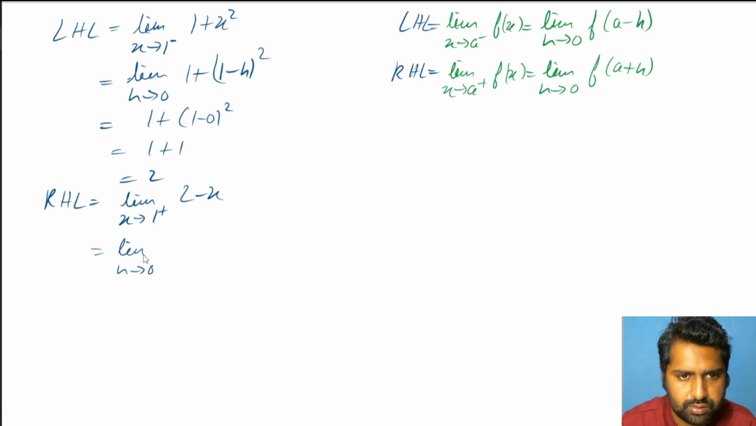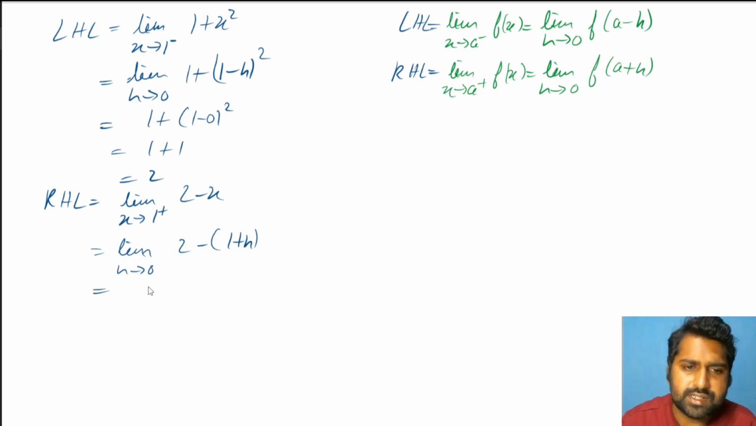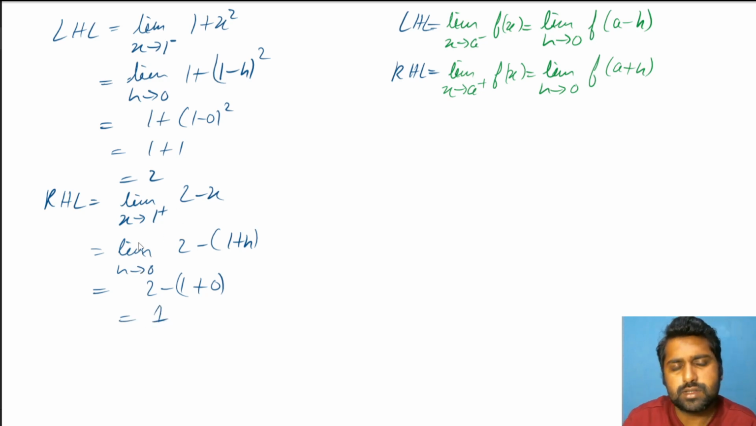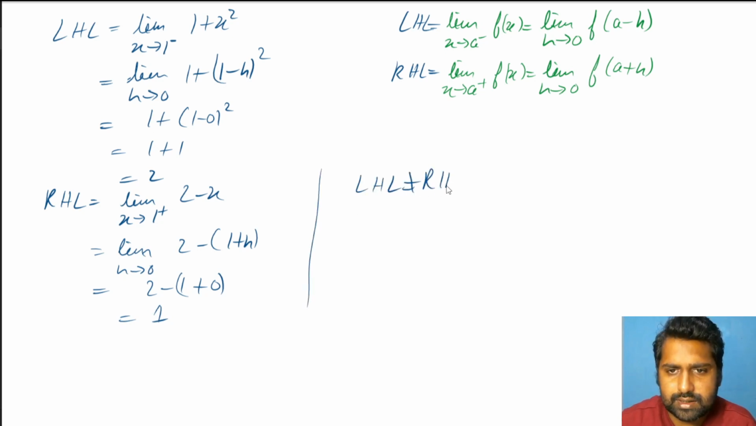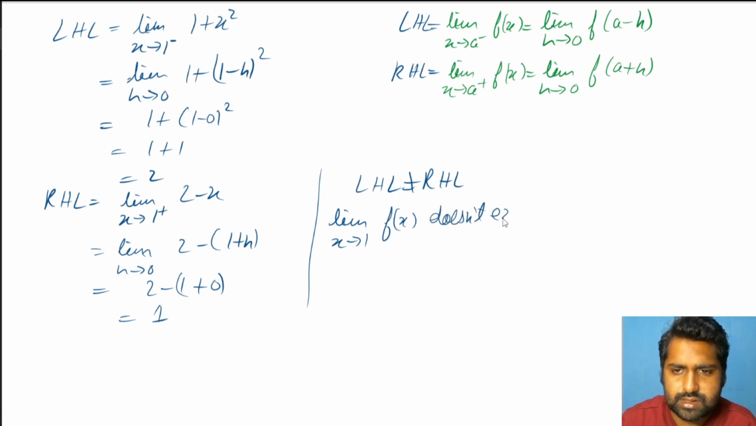And now limit h tends to 0. Replace x with 1 plus h. 1 plus means 1 plus h. And put h as 0 again. 2 minus (1 plus 0). It is again coming 1. Now clearly you can see the conclusion that LHL is not equal to RHL. So we'll say that the limit x tends to 1 for this given function doesn't exist. Okay.